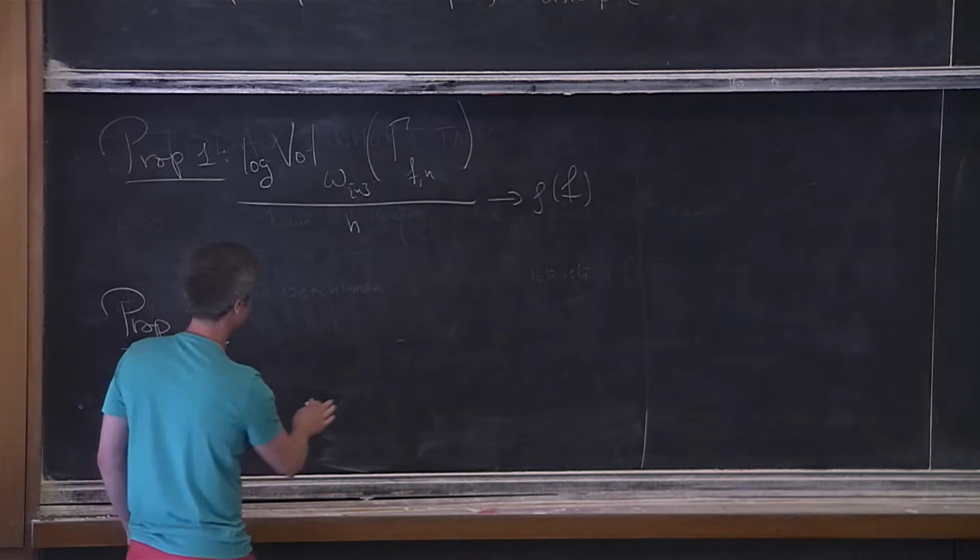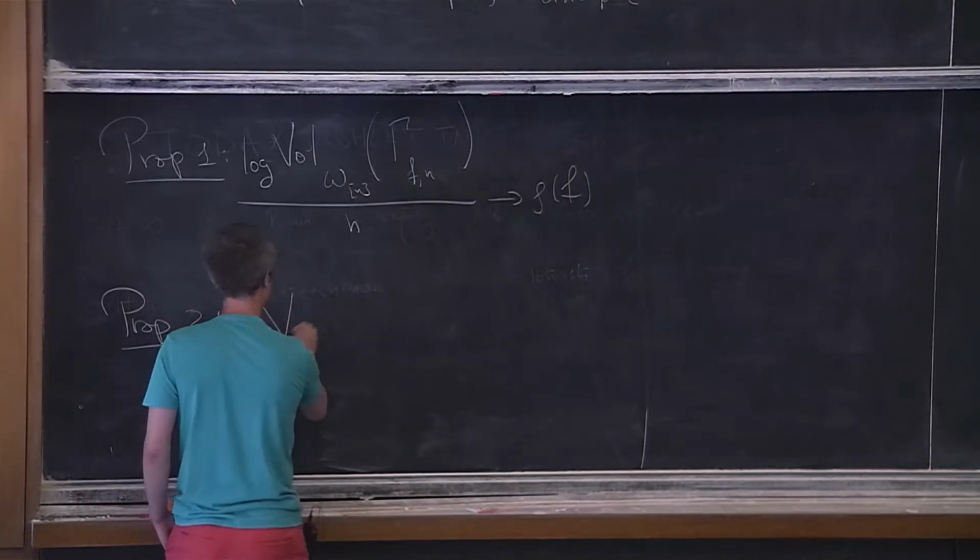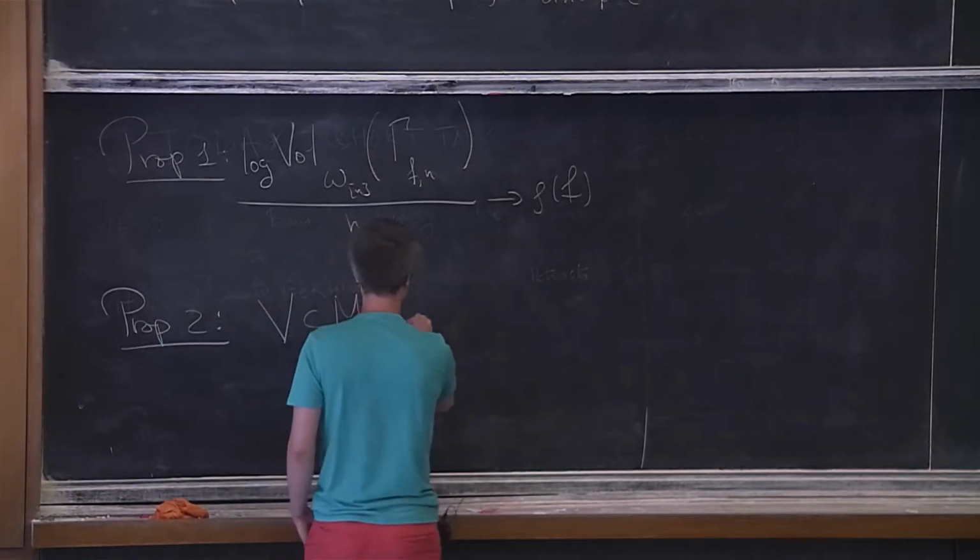And the second proposition is that if you have V inside M, you have some complex manifolds.